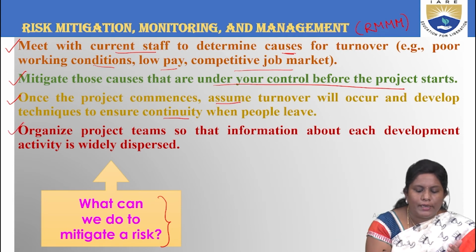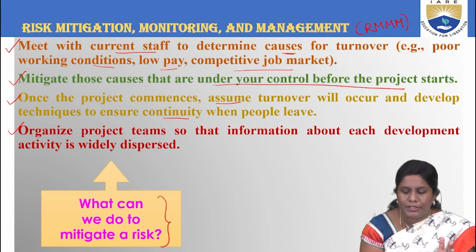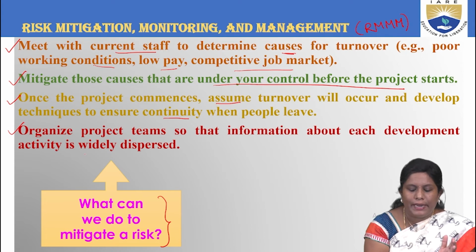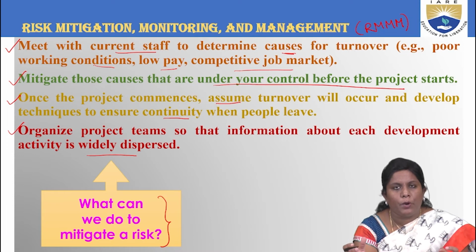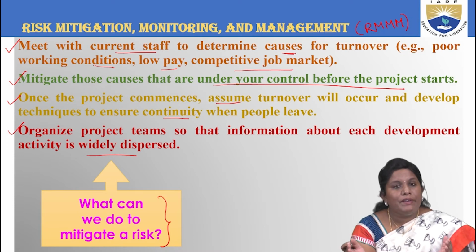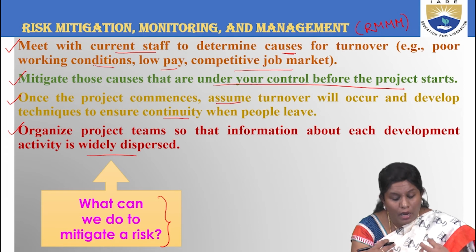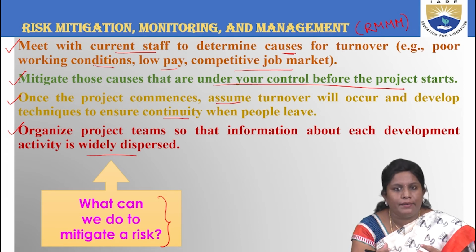Then try to organize project teams so that information about each development activity is widely dispersed. That is, you're trying to divide them properly. So I repeat, when we are talking about the risk mitigation, monitoring and management phase, firstly, there are some steps to be known. What are we trying to do to mitigate a risk? That is to remove, avoid, or do some kind of things to mitigate a risk.